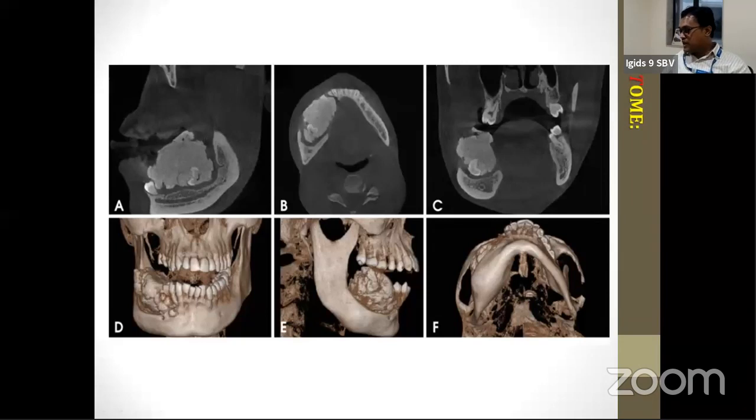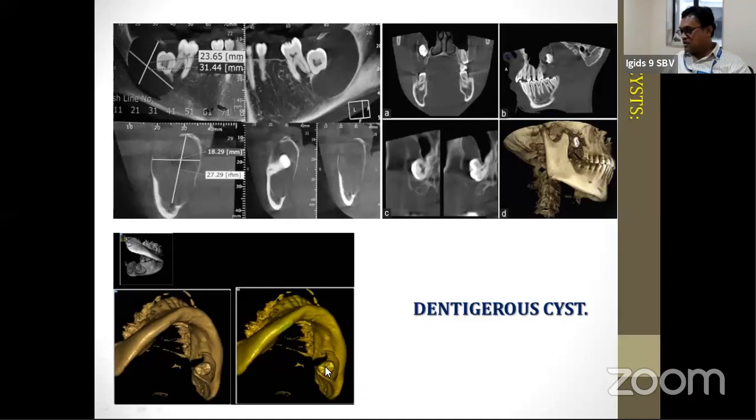Let's quickly look into a dentigerous cyst also available with us here. This is the reconstruct, the lesion around the tooth. This is another case, a tooth with a huge lesion. Take a look at the coronal section and the lesion around the tooth. This kind of information is not possible for us with the conventional radiogram. This is self-explanatory. Take a look.